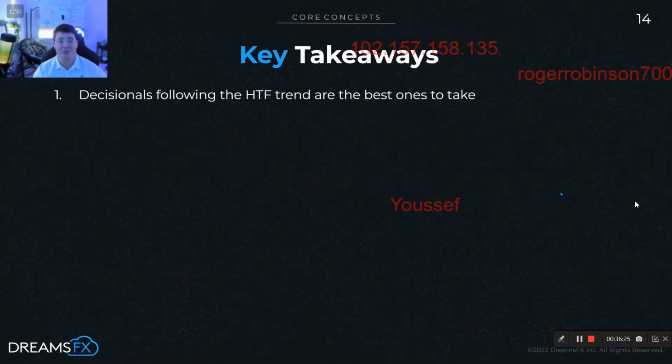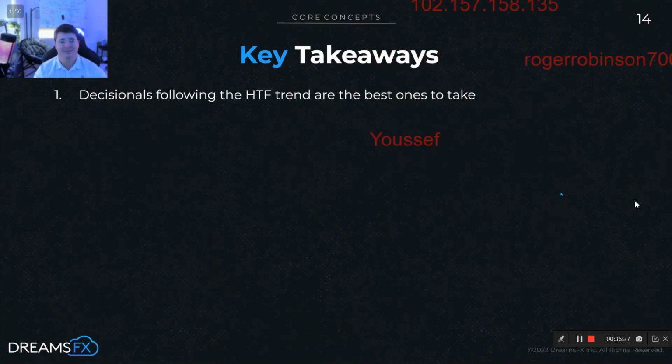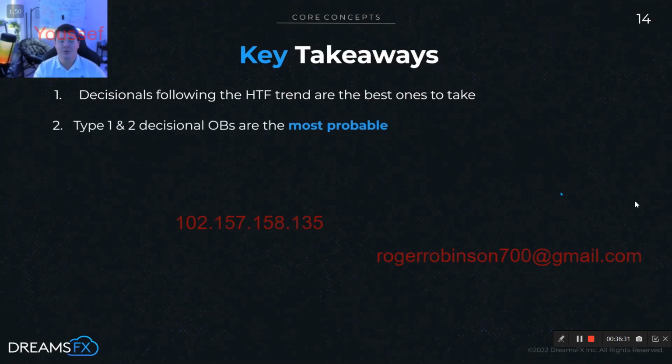Now, decisionals following the higher time frame are the best ones to take. Keeping it straightforward, the best ones to take. Anything counter trend, you're just really risking it. So stay with the trend, and that's what I would just follow. Type 1 and 2 decisionals are the most probable. We're talking about continuation trading.